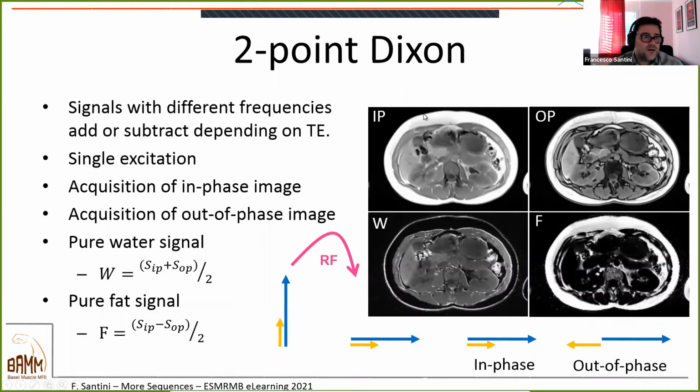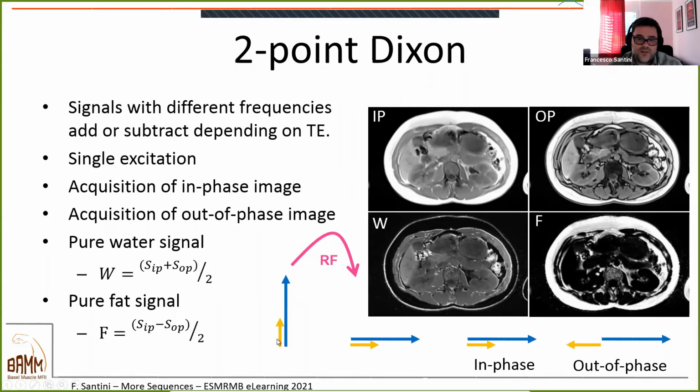Finally, we have the Dixon methods. The Dixon methods are a bit of a different class. We do not want to suppress the signal of the fat at the origin, but we acquire the signal of the fat and separate it from the water signal afterwards. The easiest implementation is the 2-point Dixon. And what we do is this.